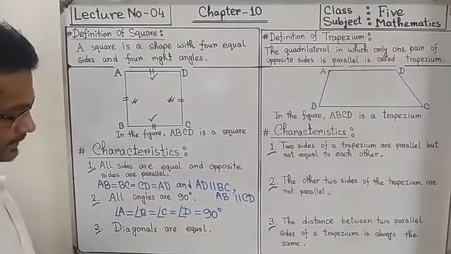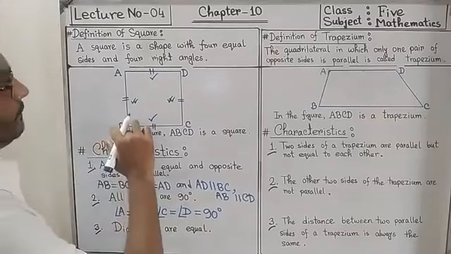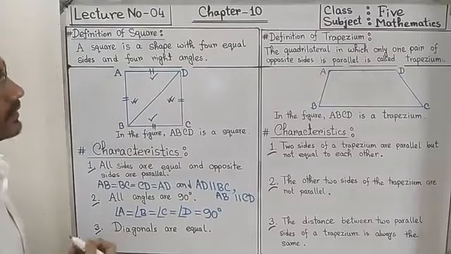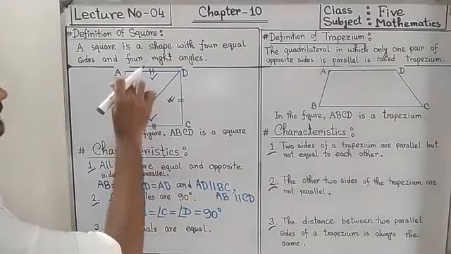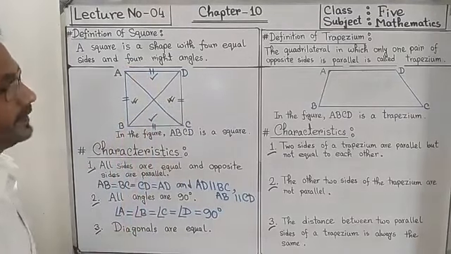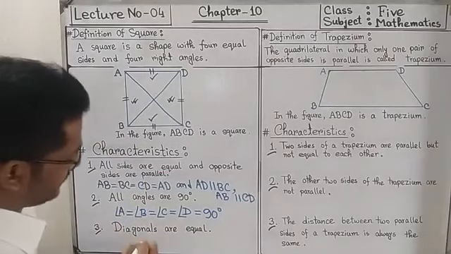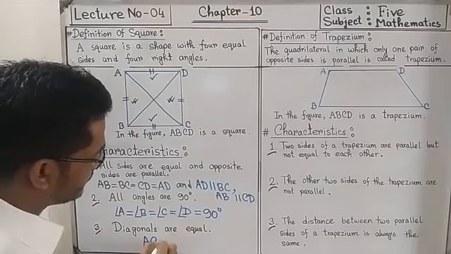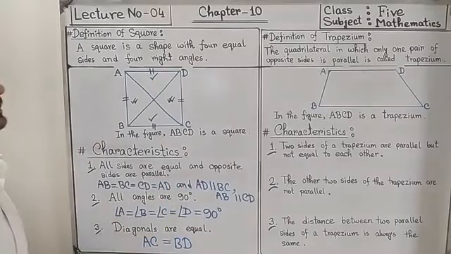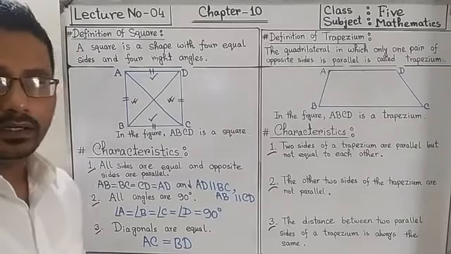So the last one is diagonals are equal. If we connect B and D points, then we will get diagonal BD. And if we connect A and C, then we will get diagonal AC. Here AC is equal to BD. So that's how we can find out the characteristics of a square.